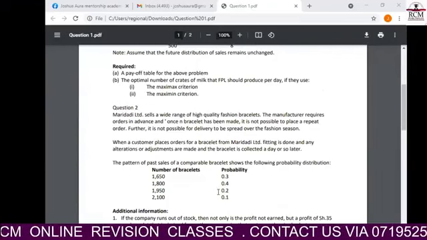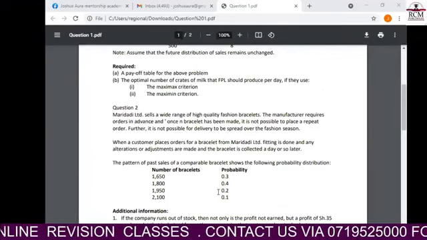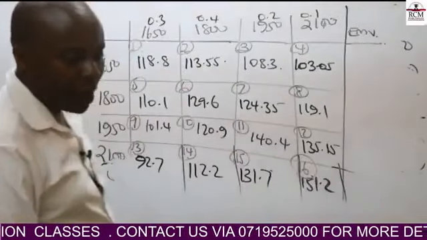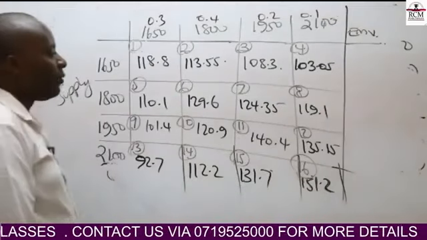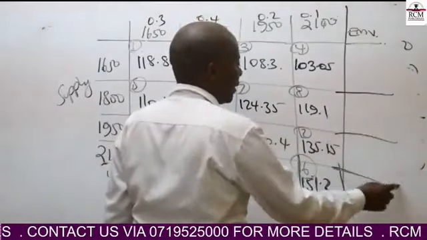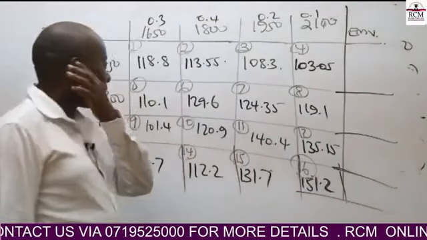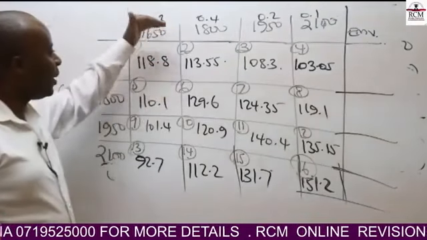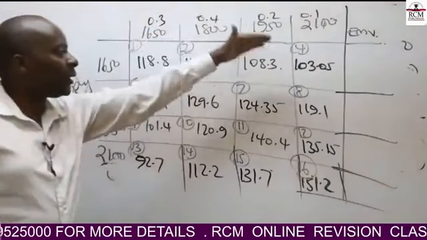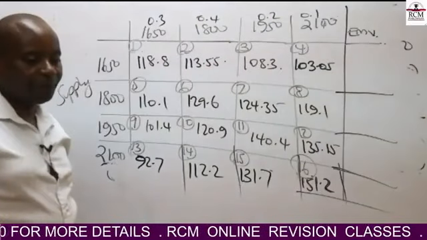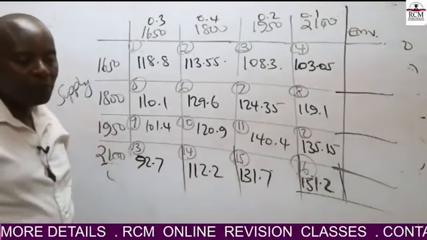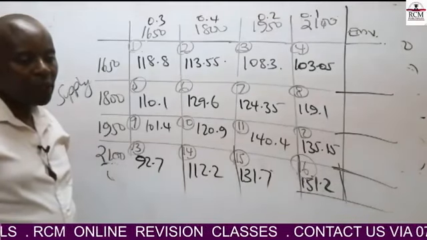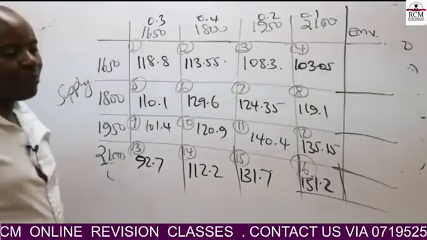So come here and give me expected monetary values. Kindly give us those figures very fast. Expected monetary values. So how do we get this? We're taking this times probability plus. You give me an answer there. Expected profits or expected monetary value.